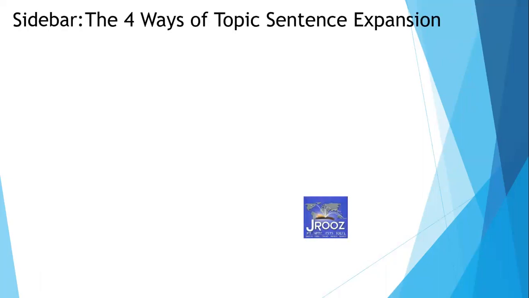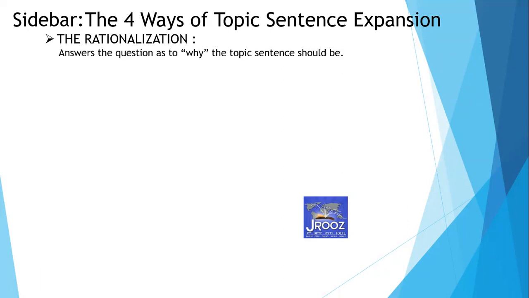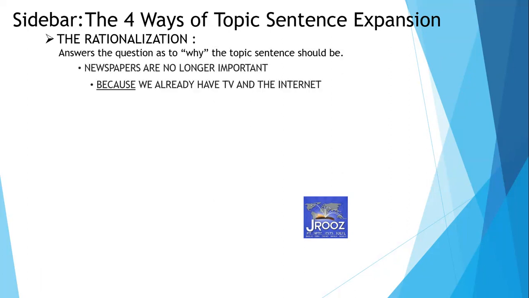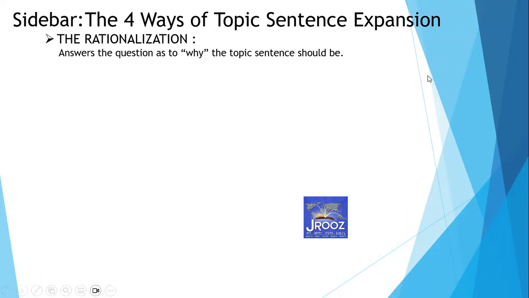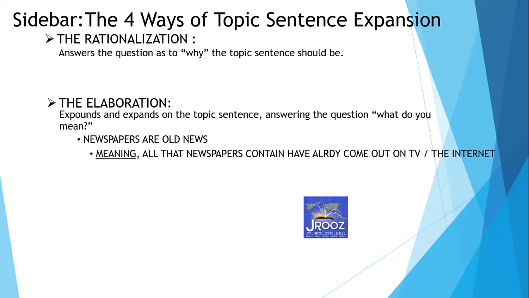Wait, what's this? Oh, this is the one, guys. Sidebar. The 4 ways of topic sentence expansion. So first is the rationalization, which answers the question why the topic sentence should be. The next one is, oh, that's the example. Newspapers are no longer important because we already have TV and the internet. The next one is what we call the elaboration, which answers the question, what do you mean? So newspapers are old news, meaning that all that newspapers contain have already come out on TV and the internet.